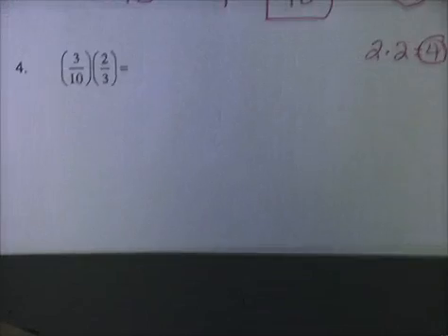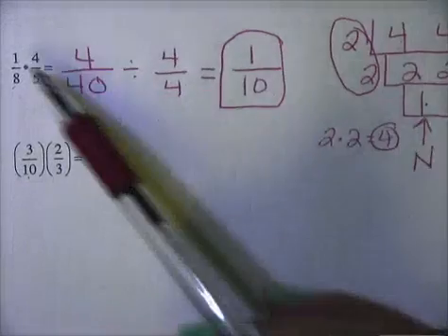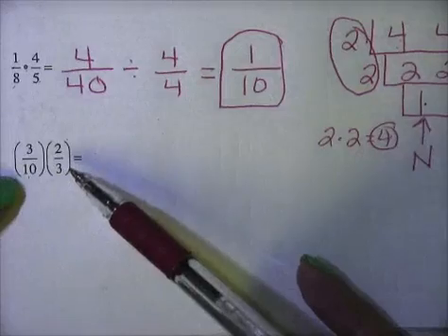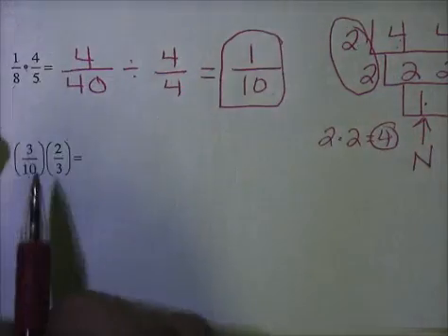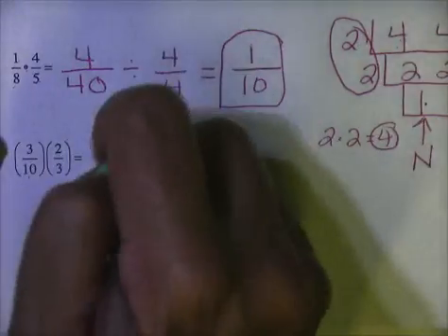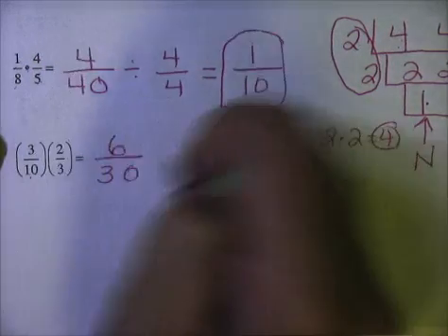Let's take a look at number 4 down at the bottom. We have 3/10 times 2/3. Now remember, sometimes when we're multiplying in pre-algebra, we're going to use a dot. Sometimes we're going to have parentheses, and either way, they both mean multiplication. So we're going to multiply our numerators. 3 times 2 is 6. 10 times 3 is 30.